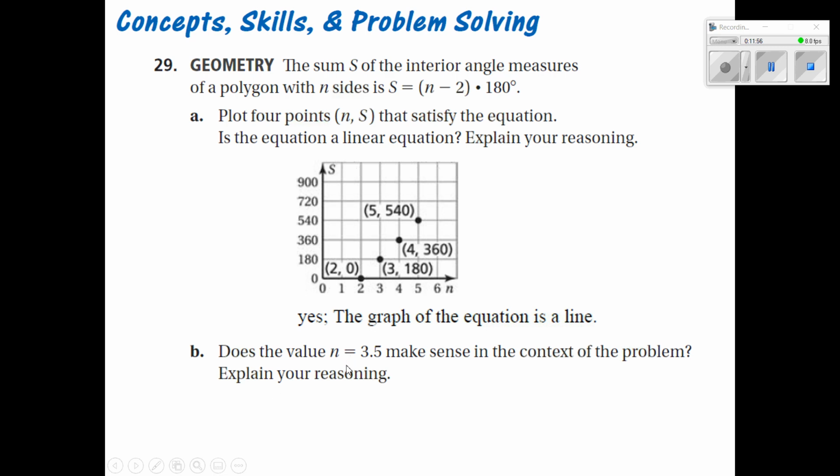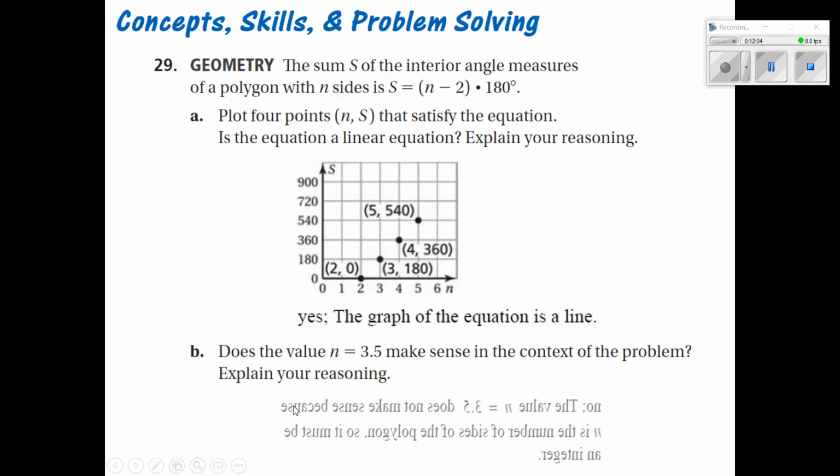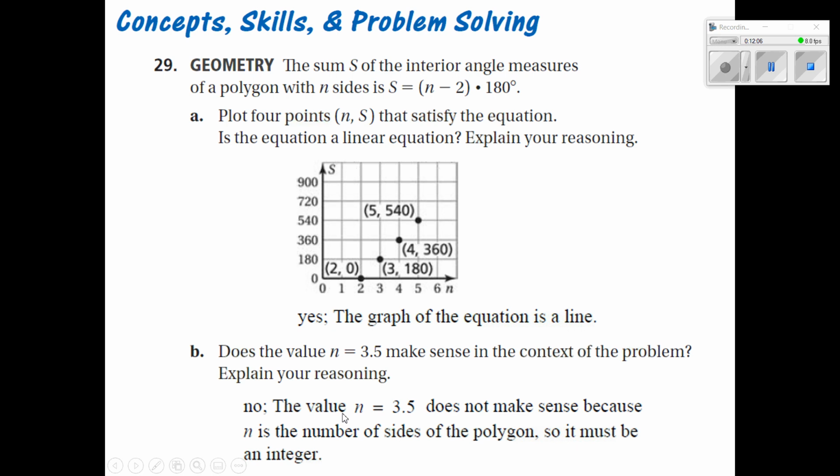Yes, the graph of the equation is a line. Does the value n equals 3.5 make sense in the context of the problem? Explain your reasoning. No, the value n equals 3.5 does not make sense because n is the number of sides of a polygon, so it must be an integer. We're not going to have 3.5 sides, right? So that makes no sense at all. We can't put 3.5 in there.